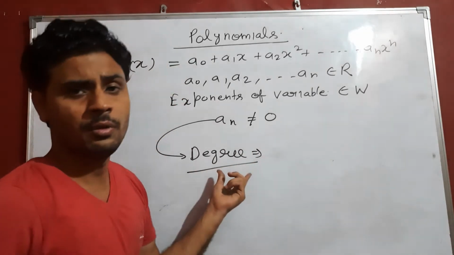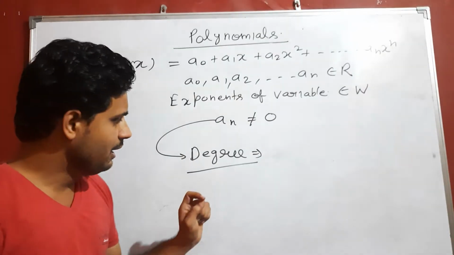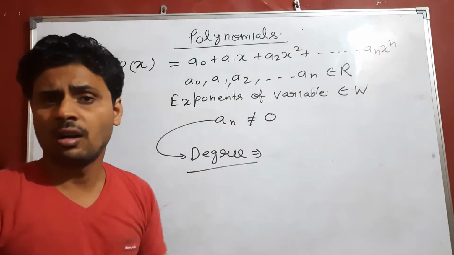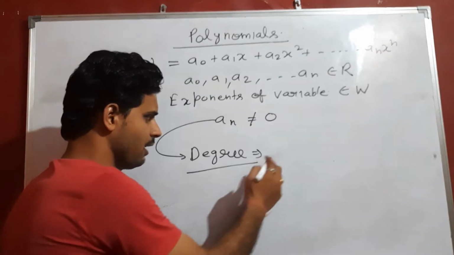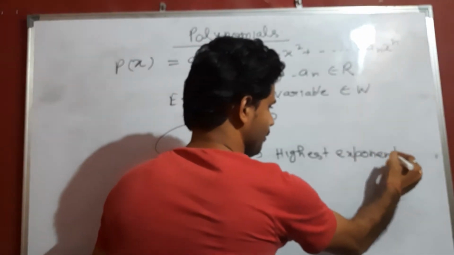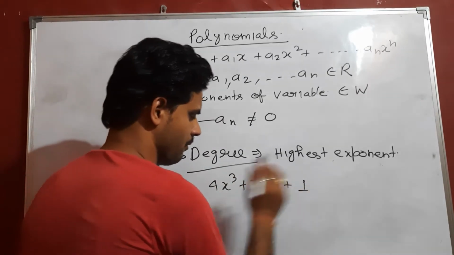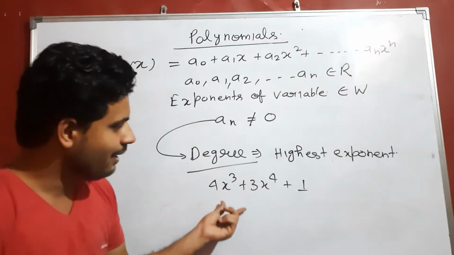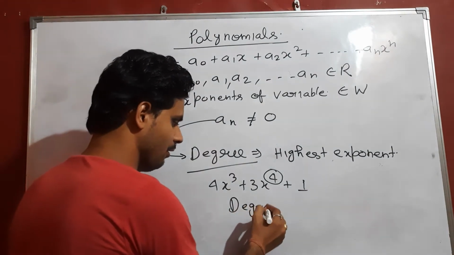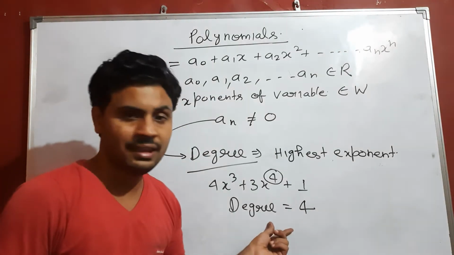What is the degree of the polynomial? This is the main point, the most important point of polynomials. The degree of the polynomial is the highest exponent of x. For example, 4x cube plus 3x power 4 plus 5. This is a polynomial and the highest exponent is 4. That's why the degree of this polynomial is 4.